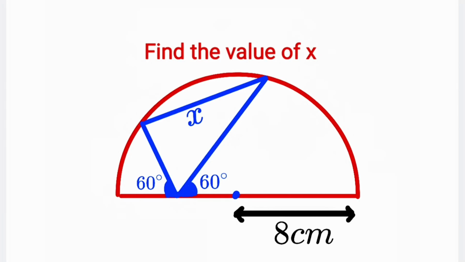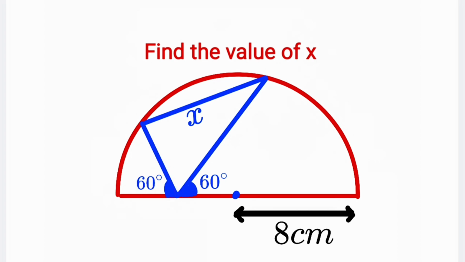Hello everyone, let us provide a solution to this interesting geometry problem. We're asked to find the length of this line segment. You can see it here. And this is a triangle already, and this is a semicircle. This line segment is 60 degrees along the diameter. This one too, 60 degrees.